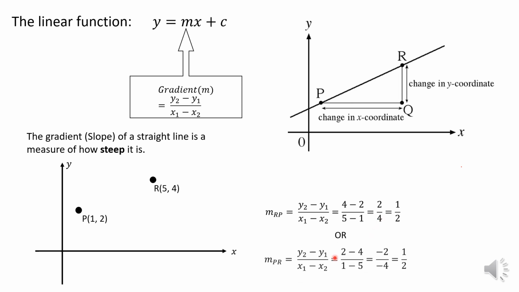Or if we switch the points around, you still get the same gradient. Suppose I start from P to R, so I take 2 for y, subtract 4, which gives you negative 2. Then you take 1 minus 5, which gives you negative 4. And negative divided by negative is positive, and can you see that the gradient of this particular line is the same, whether you started from R to P or P to R, as long as you don't switch the points around.